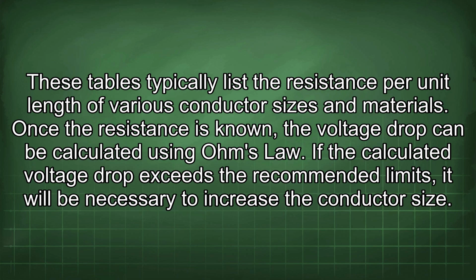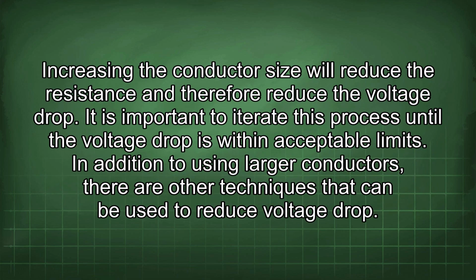If the calculated voltage drop exceeds the recommended limits, it will be necessary to increase the conductor size. Increasing the conductor size will reduce the resistance and therefore reduce the voltage drop. It is important to iterate this process until the voltage drop is within acceptable limits.